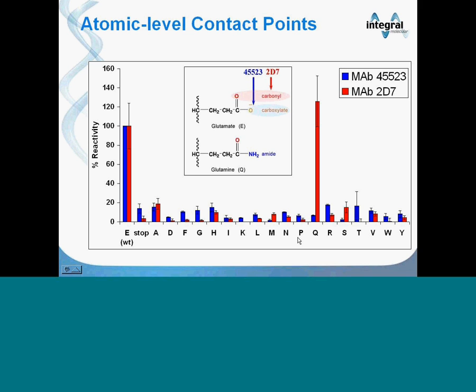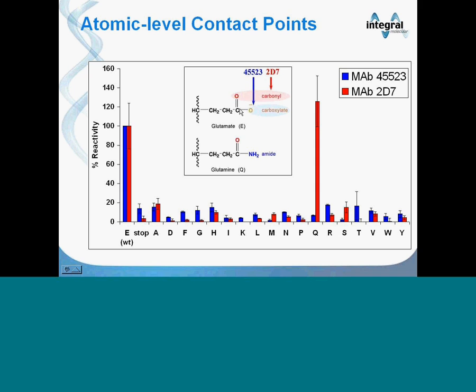We then wanted to further study this interaction by looking at the binding kinetics of these 2 monoclonal antibodies to the E172 variants on the biosensor. To do this, we made lipoparticles containing either wild-type CCR5 or 2 different variants of CCR5, either CCR5 with a mutation E172Q or the mutation E172D. So we made and purified these lipoparticles, attached them to the sensor chip surface, and then looked at the binding kinetics of 45523 and 2D7 to these different variants of CCR5.